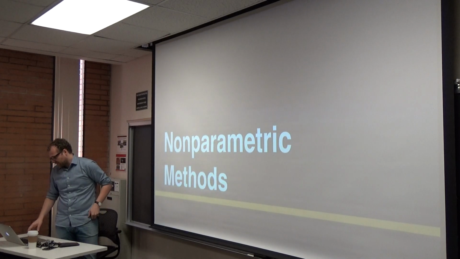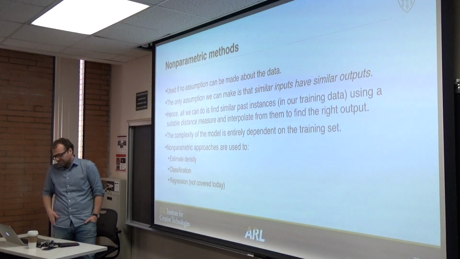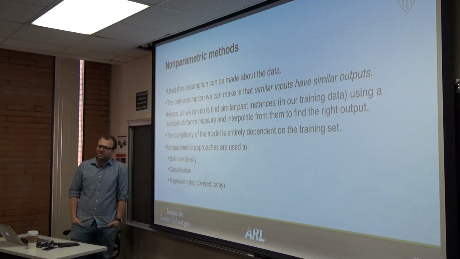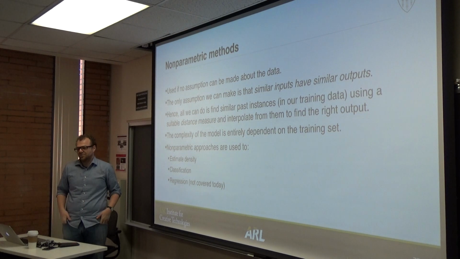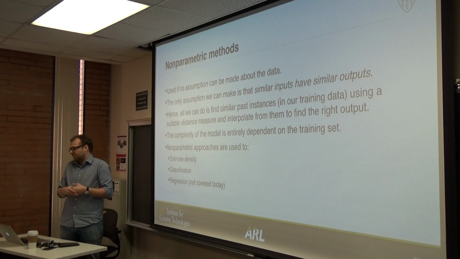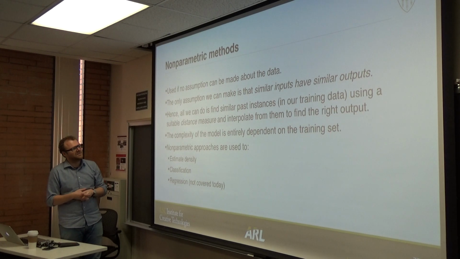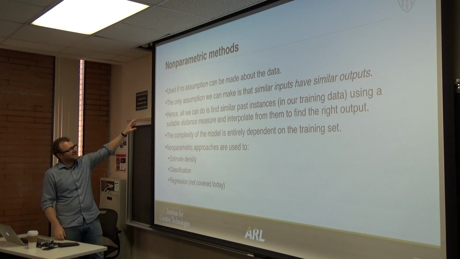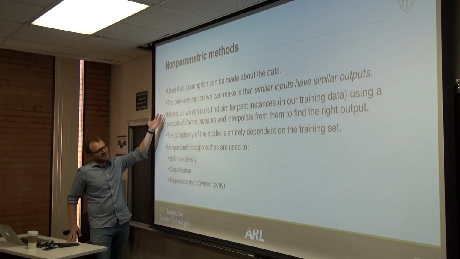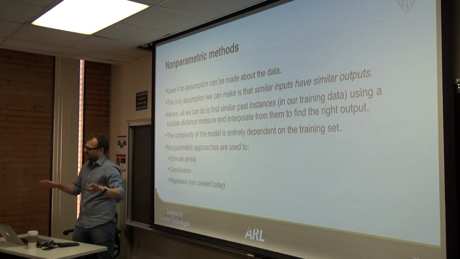All right. So, when do you use nonparametric methods? You use them if you don't really know anything about your data. So you have zero assumptions about the data, and you don't know if they're normally distributed, or you don't have a good feel for what's going on. And the only assumption that we can make in these cases is that similar inputs have similar outputs. So it's kind of like the world is smooth, okay?